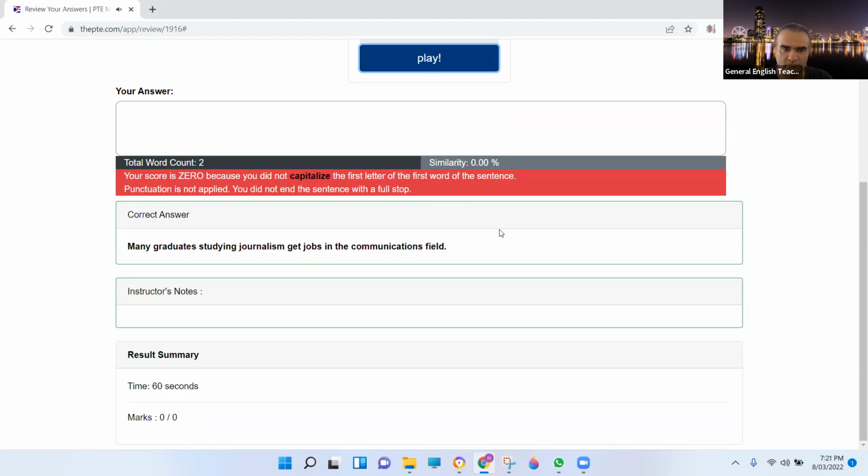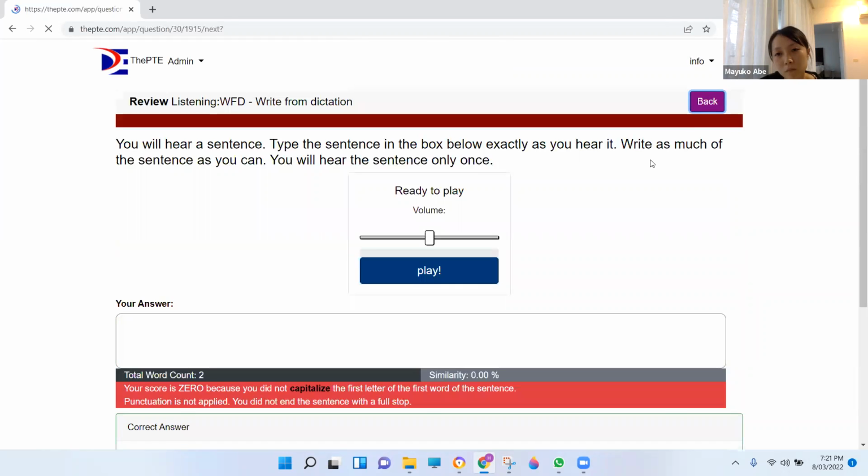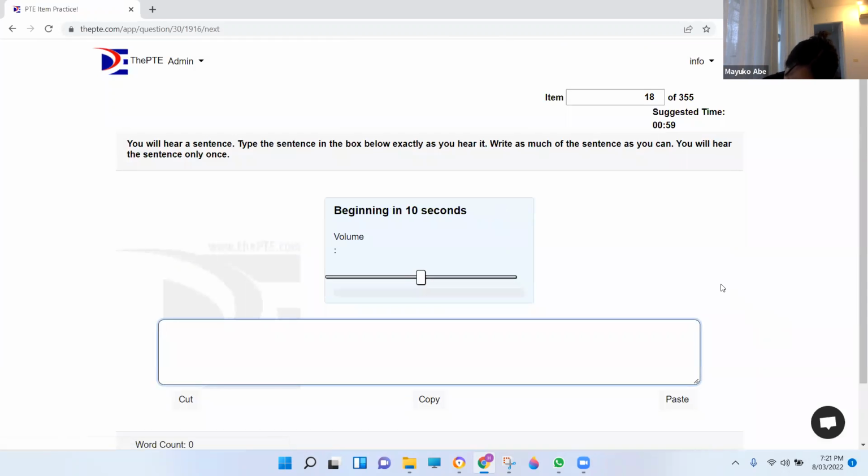Many graduates studying journalism get jobs in the communications field. Okay. One more. She used to be editor of the student newspaper.